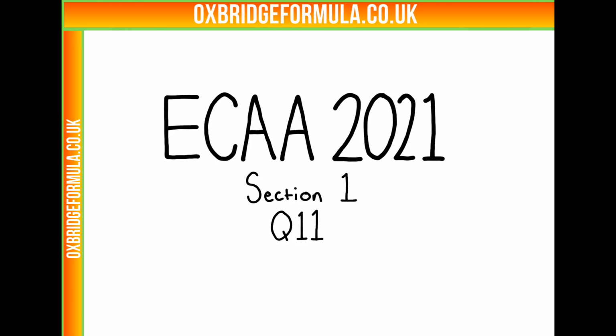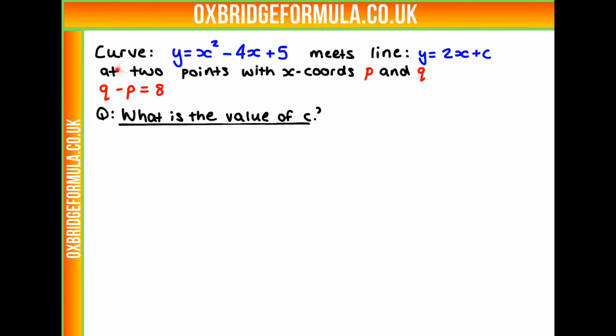This is ECAA 2021, Section 1, Question 11. So we have a curve with the equation y equals x squared minus 4x plus 5, and we're told it meets the line y equals 2x plus c at two different points with x coordinates p and q respectively. We're told that if we take q minus p, we get an answer of 8, and we have to work out what is the value of c.